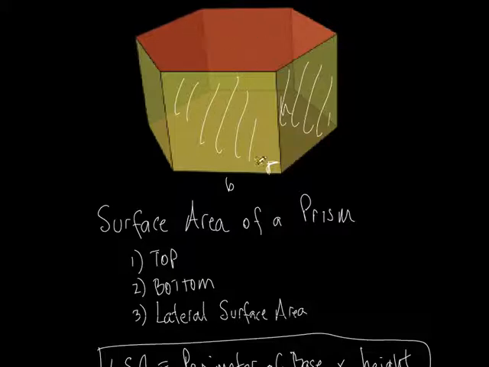You'd find the top, you'd find the bottom, and what do you think is going to be true about the top and the bottom on this? They're going to be the same, right? So basically, you're just finding the area of the top, you're doubling it, and you've got the top and the bottom. Then you got to find all the sides.